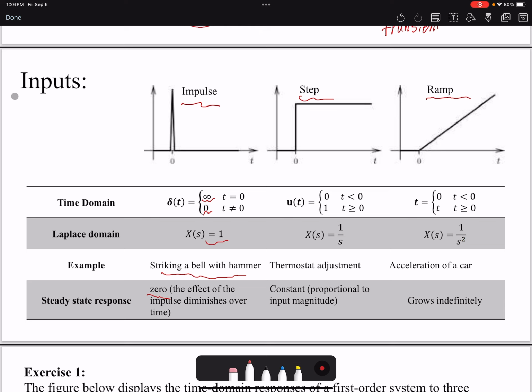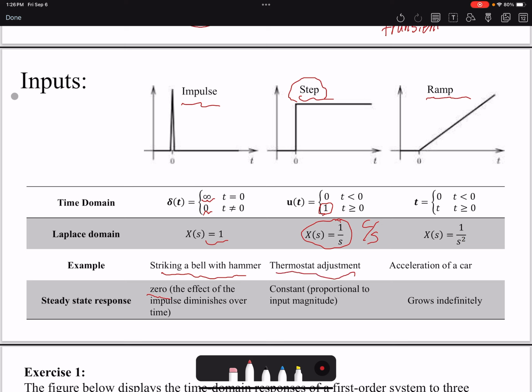The other common input would be a step. As the name suggests, we step up our input. So it's 1 after our time begins, after 0, and it stays at 1, or any other constant for that matter. And the Laplace domain would be 1 over s or c over s, depending on the magnitude of our step function. And a good example for it would be the thermostat adjustment.